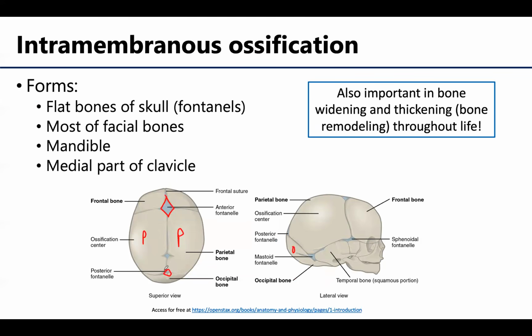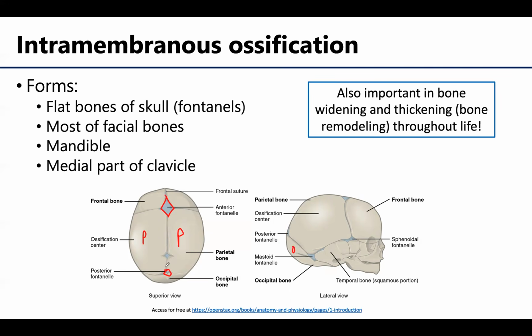Fontanelles are often colloquially referred to as soft spots. These are super important in allowing that large skull to exit the relatively small birth canal, so allowing some flexibility here. And after birth, these areas will undergo intramembranous ossification, these fontanelles, and harden and be replaced entirely by bone. So same kind of process as what you have the actual bones here.